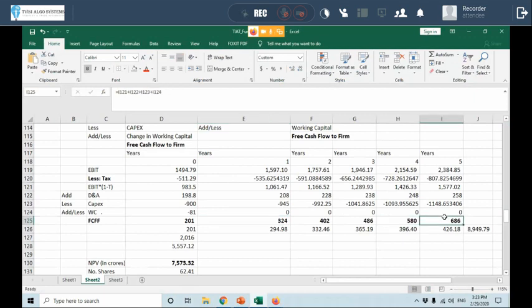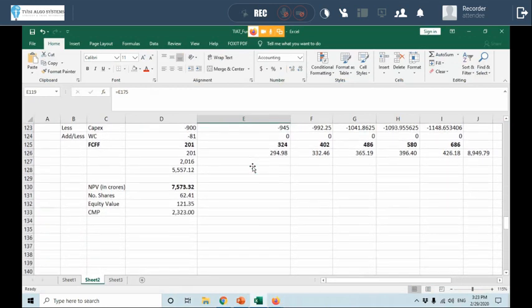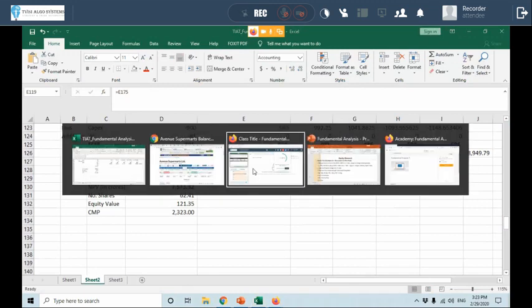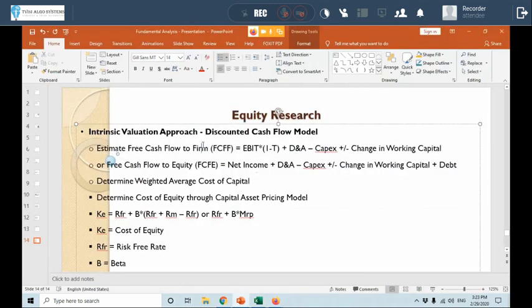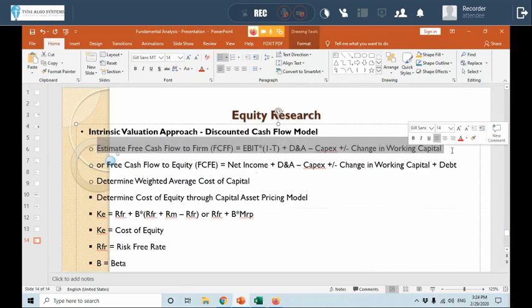Somewhere we'll have to increase our free cash flows or at least our EBIT. But overall, did you understand how exactly we go through valuation? This is intrinsic value we arrived at. We did this method.